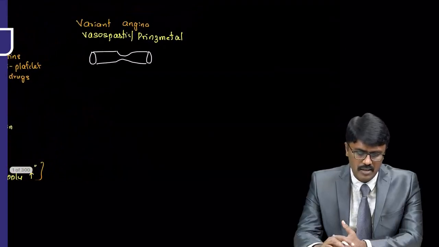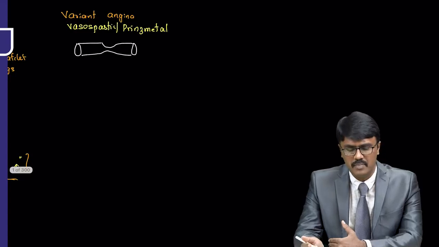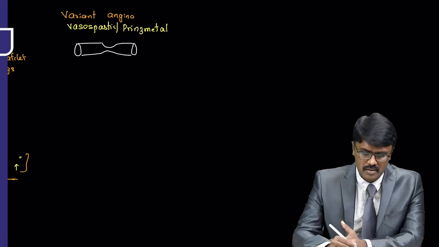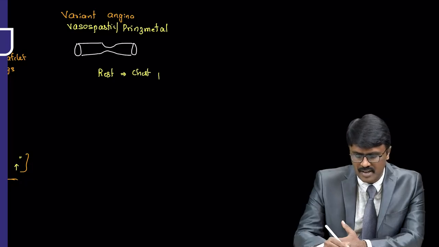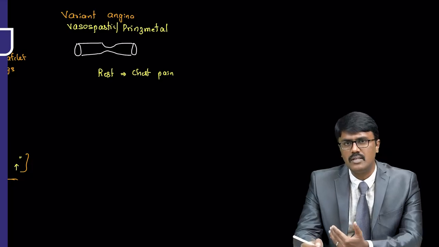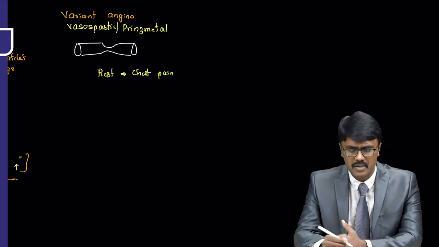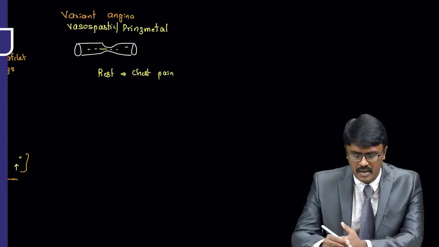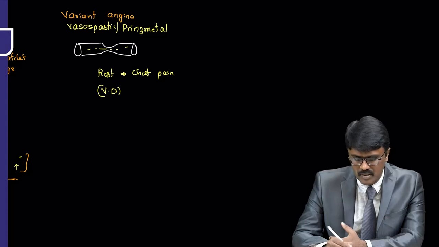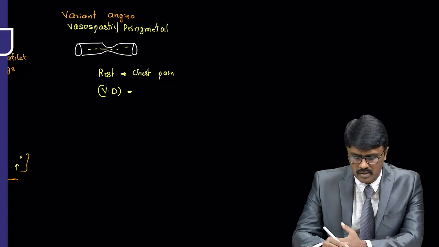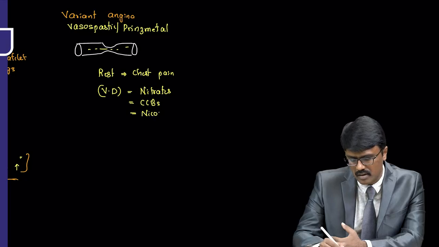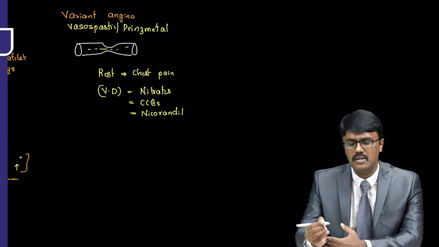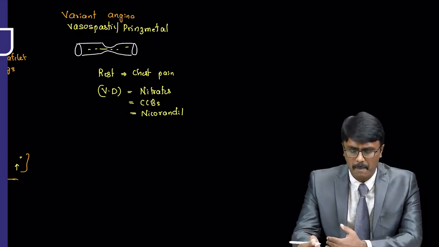Now moving on to another angina, that is called vasospastic or Prinzmetal angina. Here the patient, even at rest, has chest pain. Even when he is taking rest, he has chest pain. Now there is no exertion, there is no demand. So even at rest, that means the blood flow is very low. So what should I do? I have to give vasodilators. So what are the drugs? Same as we mentioned: nitrates, calcium channel blockers and nicorandil. These drugs are vasodilators which can be used in variant or vasospastic angina.